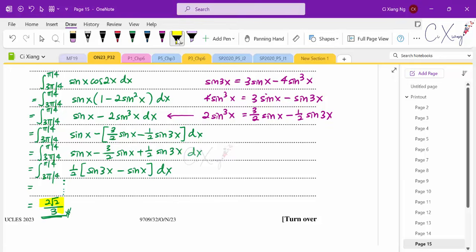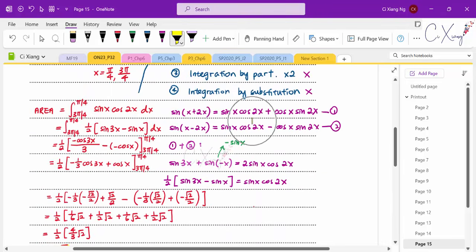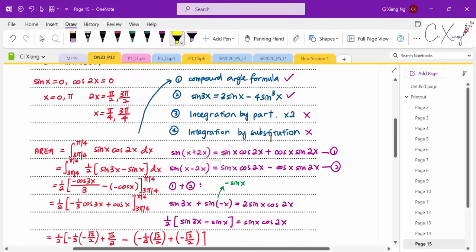Okay, so this method, you can use it only provided that you remember this formula. For me personally, I don't remember this formula. So what comes to my mind is the first method, where I'm using the compound angle formula and simplifying them. Then again, there are another two methods that can be used in this question: integration by parts and also integration by substitution.